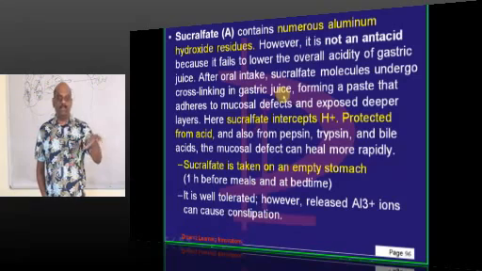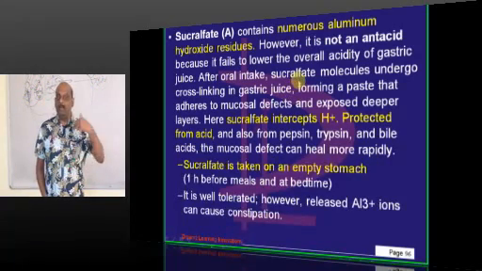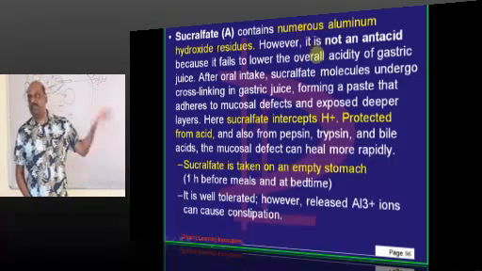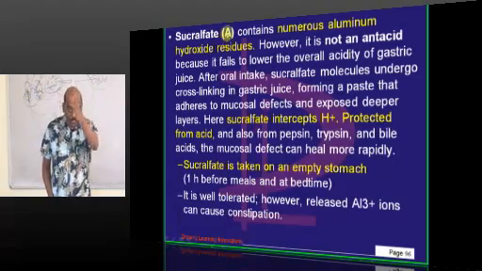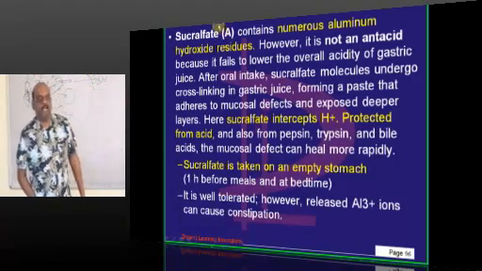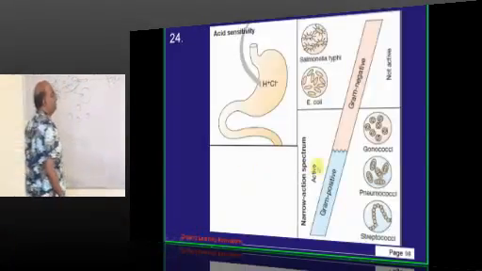At least 2 to 3 hours of gap must be there between sucralfate and the proton pump inhibitor. If the patient takes both of them together, then proton pump inhibitors cannot go and inhibit because sucralfate is coating the mucosa, is what you have to basically remember.